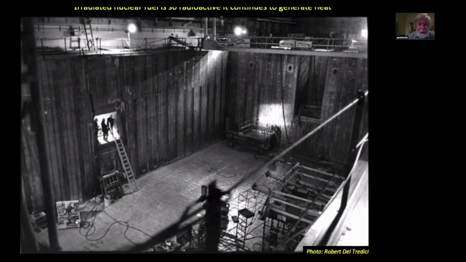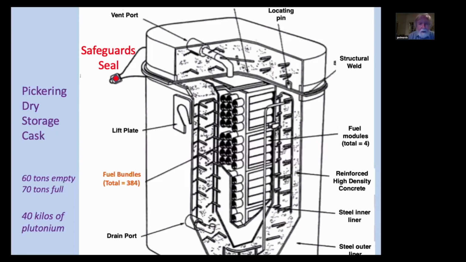and the fuel will damage itself, and that will release fission products out of the fuel bundle because of the damage. And so you will get releases into the environment of the plant and possibly into the outside environment. So that's why we have to cool it so carefully for the first several years. Now, after 10 or 20 years of cooling, we can move the fuel into a dry storage cask.